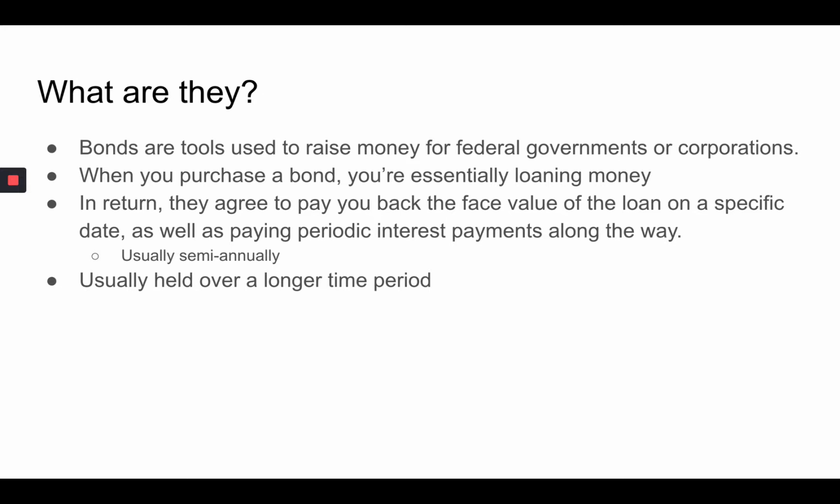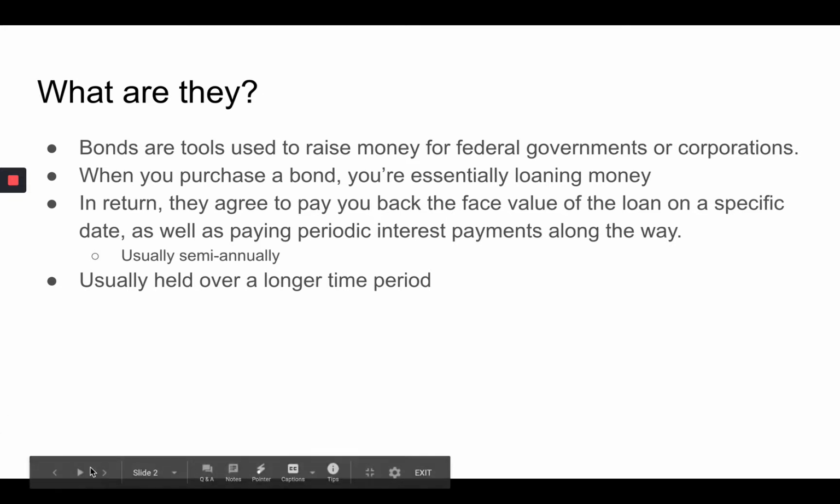And these interest payments are usually semi-annual, or once every 6 months. They can also be every year. It all depends on the bond you're purchasing. Bonds are also usually held over a longer period of time and provide lower returns on average than the S&P 500. However, they are less risky investments, just due to the fact that you're promised a guaranteed sum of money in the future.